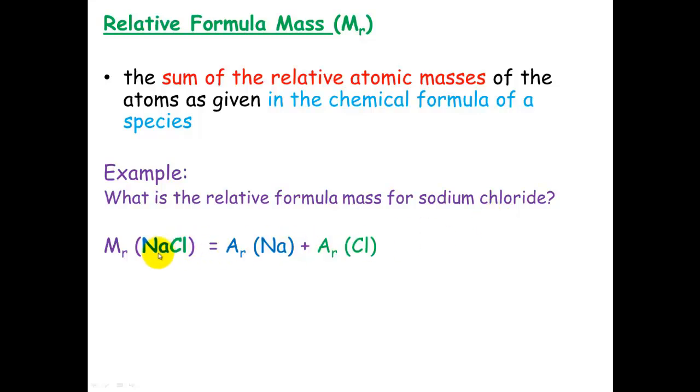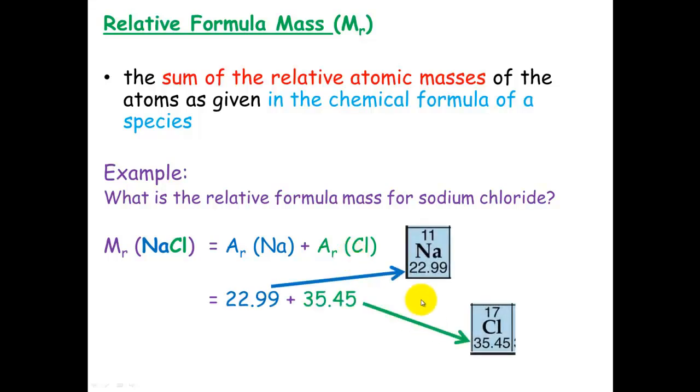Again, we have a look at sodium chloride. So it's the relative atomic mass of sodium plus the relative atomic mass of chlorine. So we have a look at the periodic table, we look at their respective mass numbers and we just pop those into the equation. There's just one of each of those, so we add them together to get a total of 58.44.